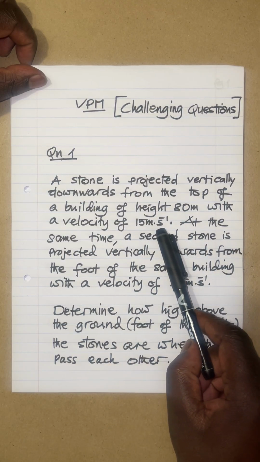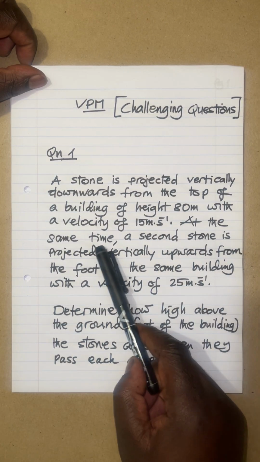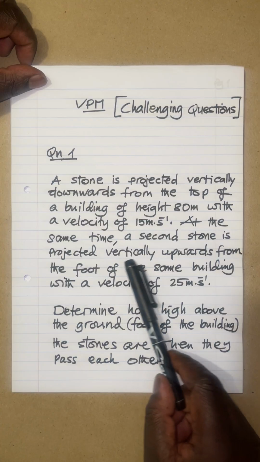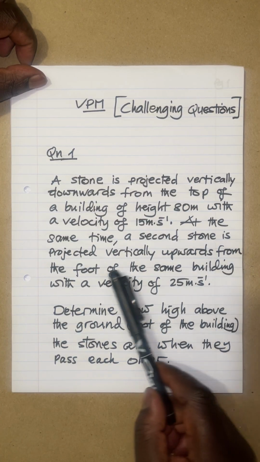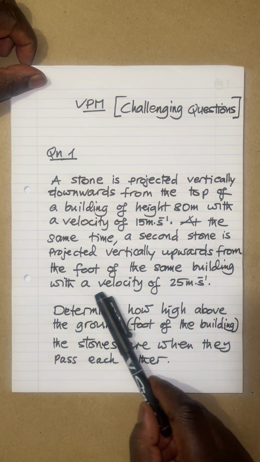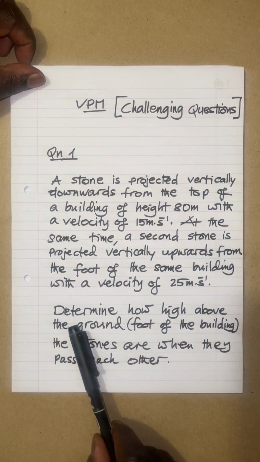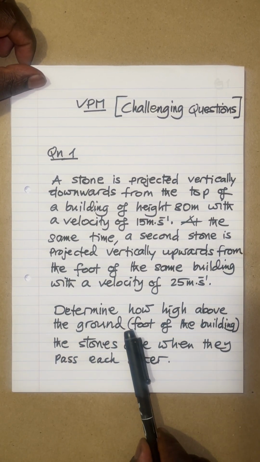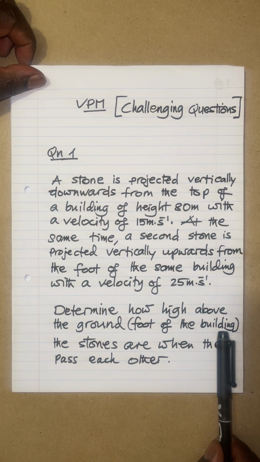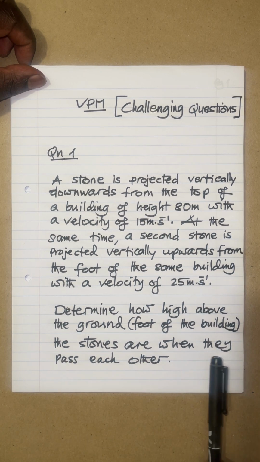A stone is projected vertically downwards from the top of a building of height 80 meters with a velocity of 15 meters per second. At the same time, a second stone is projected vertically upwards from the foot of the same building with a velocity of 25 meters per second. The question is, determine how high above the ground, that's above the foot of the building, the stones are when they pass each other.